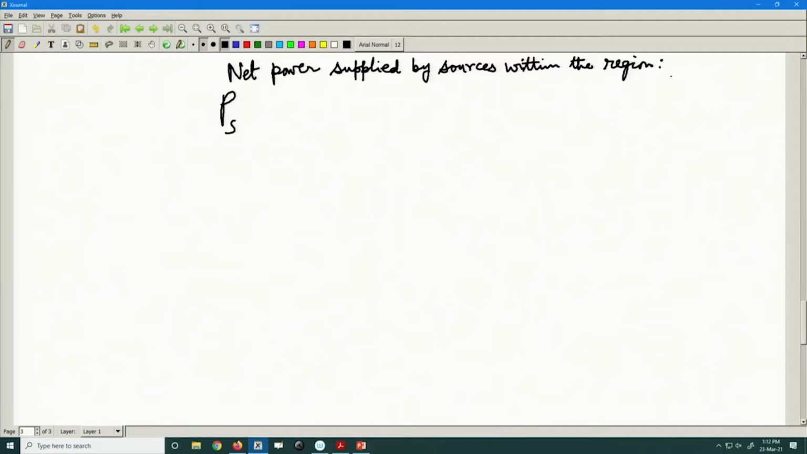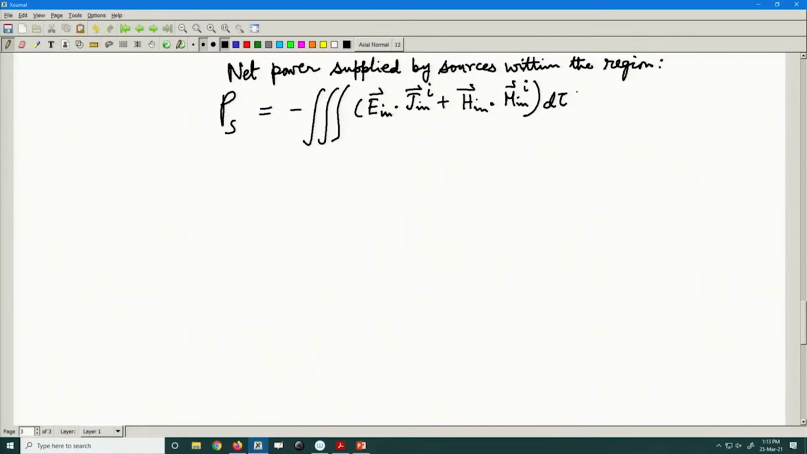The net power supplied by sources within the region is found by the triple integration of the power density. So, it is found by triple integration of the power density term.